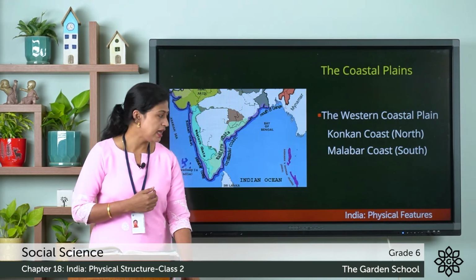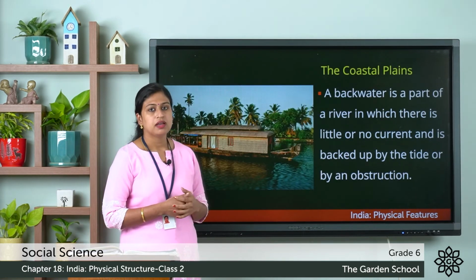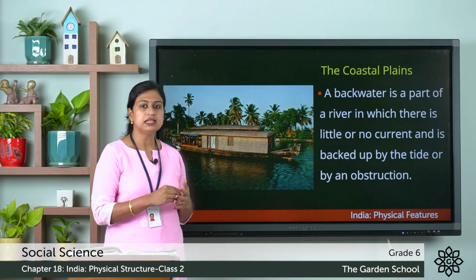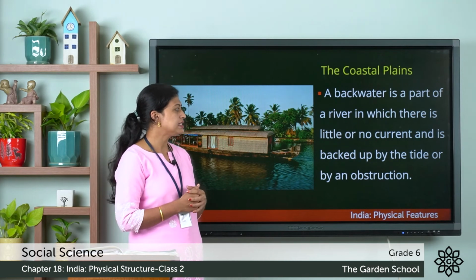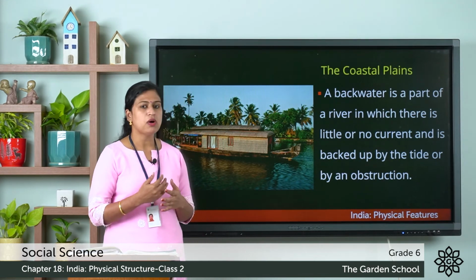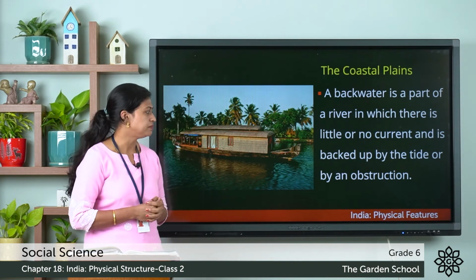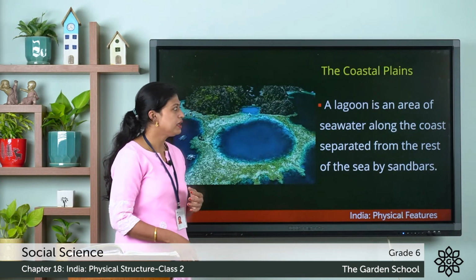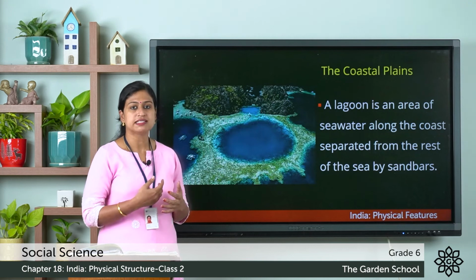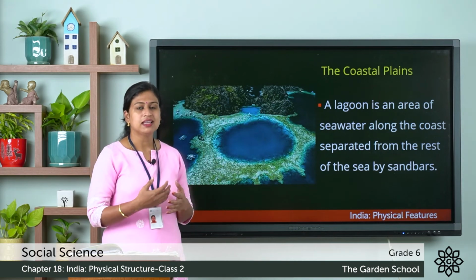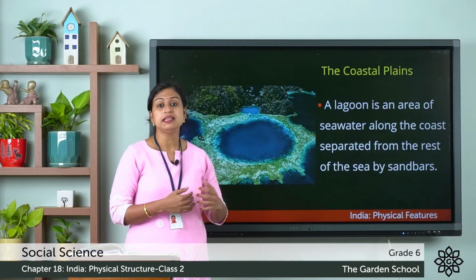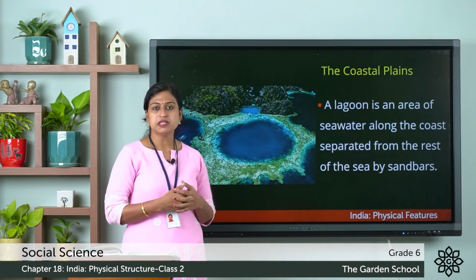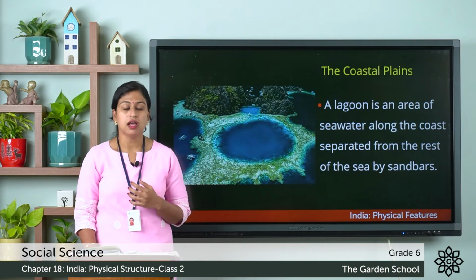So, what do you understand by backwater? A backwater is a part of a river in which there is little or no current and is backed up by the tide or by an obstruction. Next, we will see what is the meaning of lagoon. So, here a lagoon is an area of sea water along the coast that is separated from the sea by sandbars. So, here the western coastal plains are famous for backwaters and lagoons.